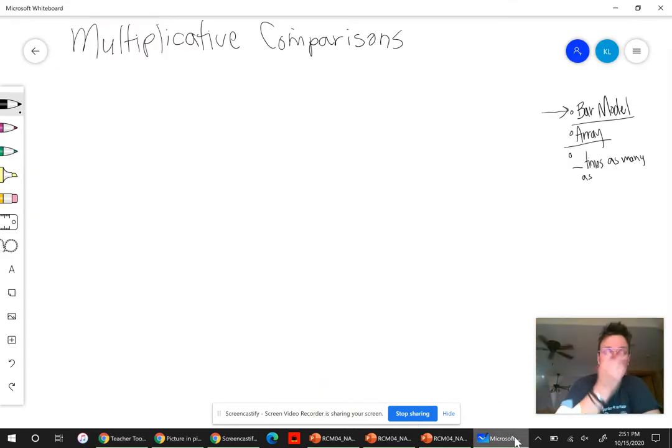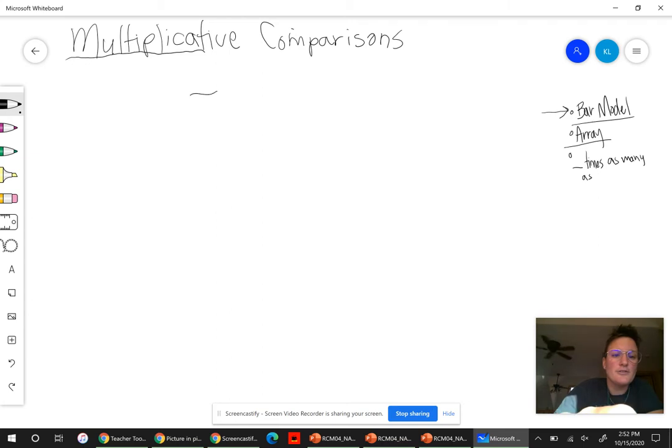Okay, so today we are going to be working on multiplicative comparisons. If you look really close at the word multiplicative, I bet you can see parts of the word multiplication. So we are going to be comparing with multiplication using a bar model, an array, and also a sentence frame that says blank times as many as blank is blank. I'm going to teach you all about that today, and then you're going to have an opportunity all week to try it out on your slides.